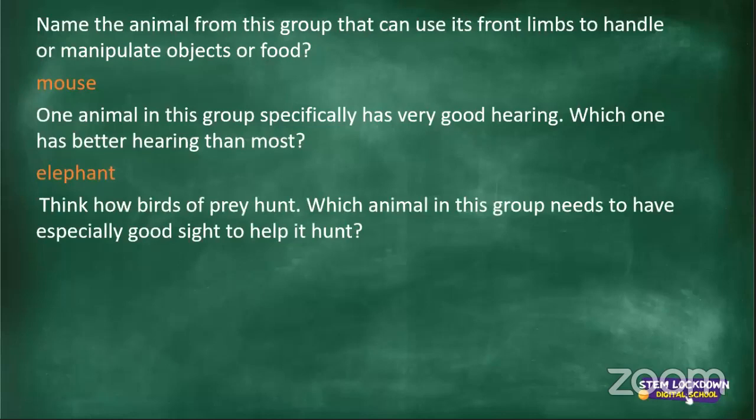Right, quickly think how birds of prey hunt. Which animal in this group needs to have especially good sight to help it hunt? There was a specific bird of prey in there that needs really good sight to help it hunt. You are right. It wasn't an eagle. It was a hawk.